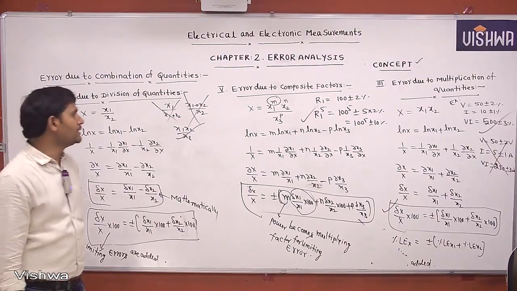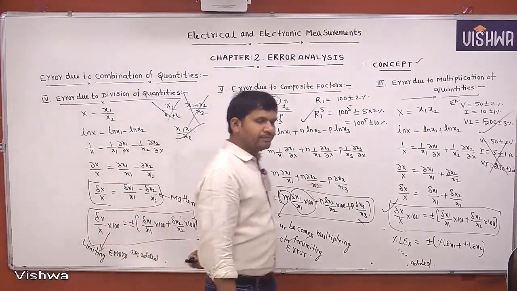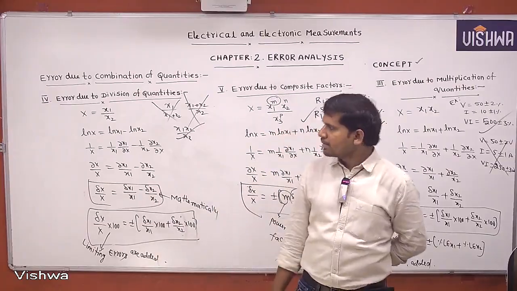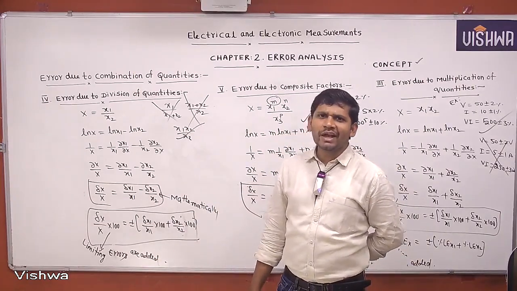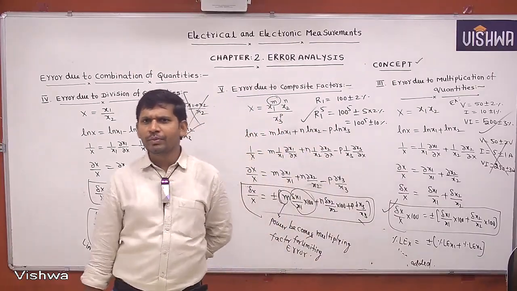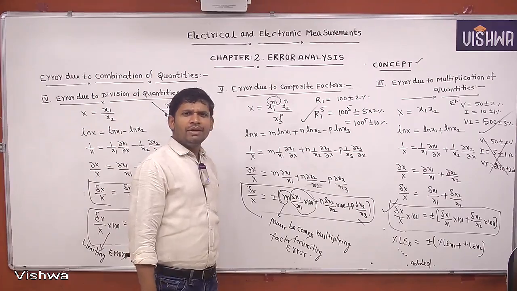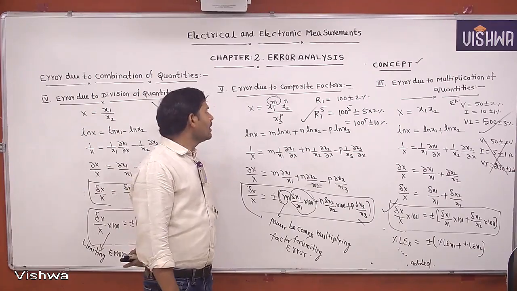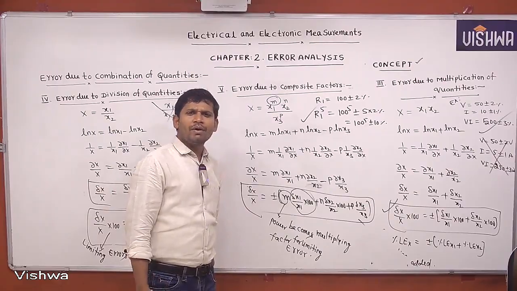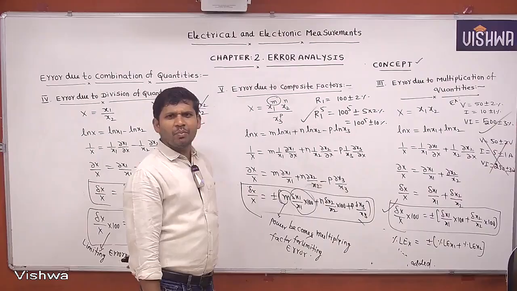Okay, finally, these 3 points you remember here. One is, in addition and subtraction, absolute errors are added directly. That one point you remember. In multiplication and division, limiting errors are added. In composite factors, power becomes a multiplying factor of limiting error. These 3 points you remember.